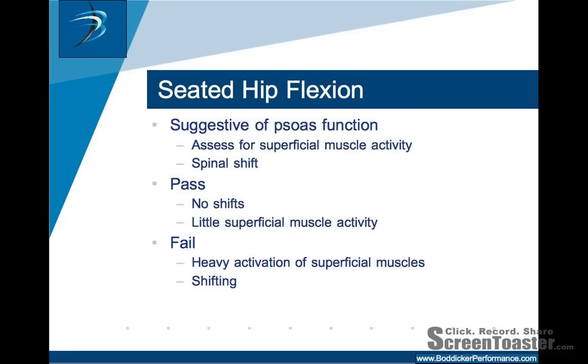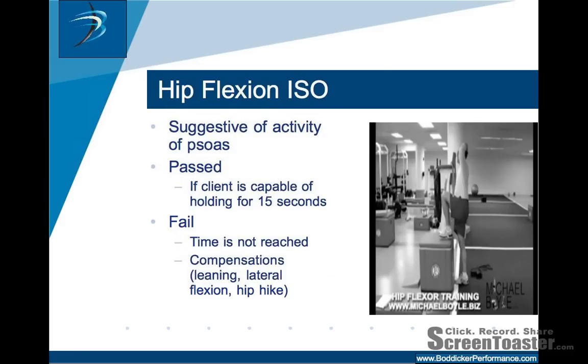As well, I think it's important to assess for activity of the superficial muscles, so to see if you're trying to get any help from a posterior tilt of that pelvis, anything of that nature. A pass would be no shifts, there's very little superficial muscle activity. A fail is heavy activation of the superficial muscles, some leaning back, some side shifting, some hip hiking, anything of that nature. That says, well, maybe we need to work on that psoas a little bit.